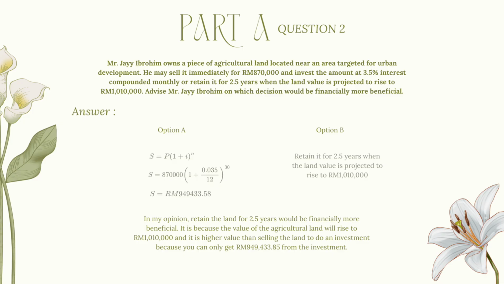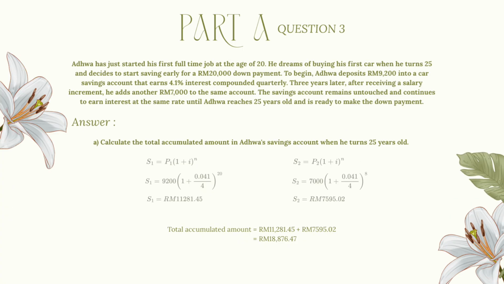It is because the value of the agricultural land will rise to 1,010,000 ringgit, and it is higher value than selling the land to do an investment, because you can only get 949,433 ringgit 85 cents from the investment. I will proceed with part A, question 3.